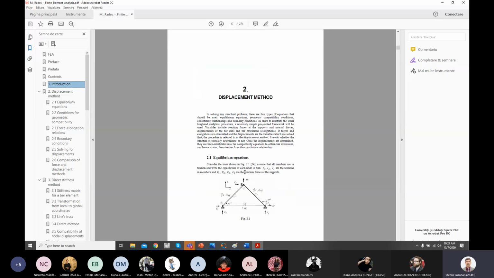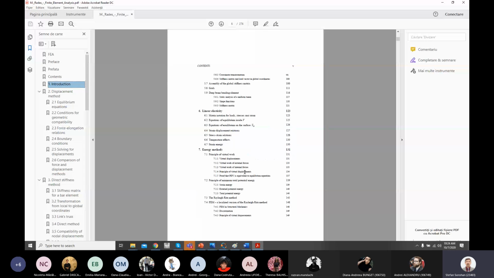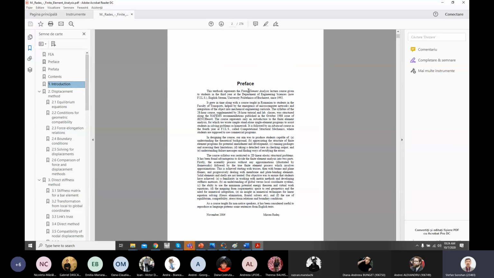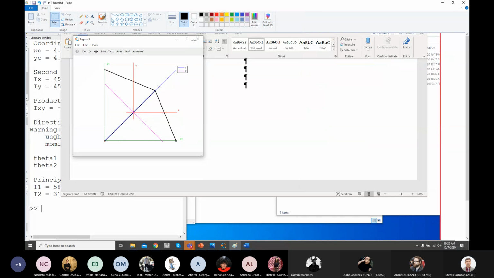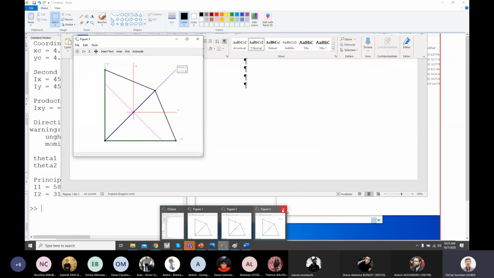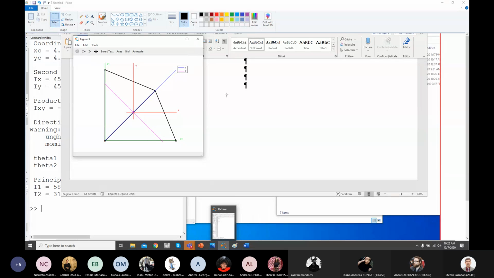So the first course was just some discussion, just to see how the finite element works, nothing about fundamentals. Okay, let's close this one and let's go back. I will close the figures.